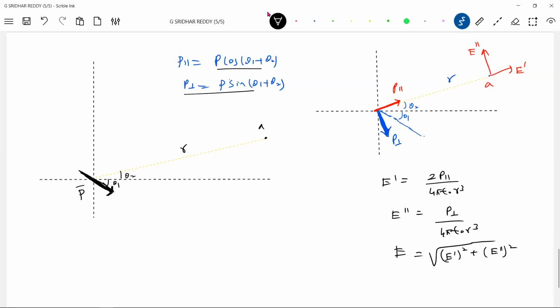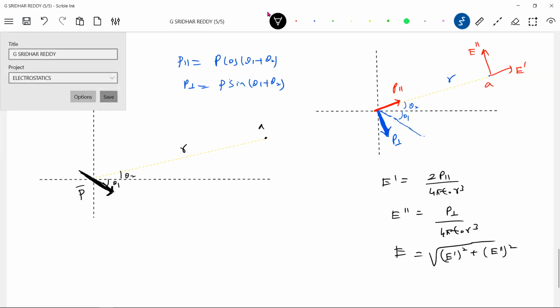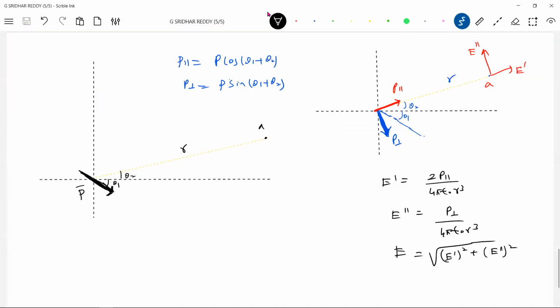Getting it? All these are skills. Now we know the concept, all these are the skills. You can resolve even the dipole moment according to your requirement. Anybody having a doubt, you can clarify.